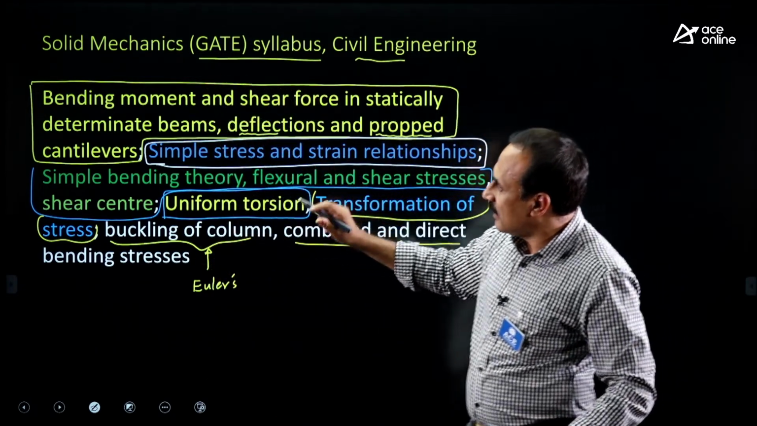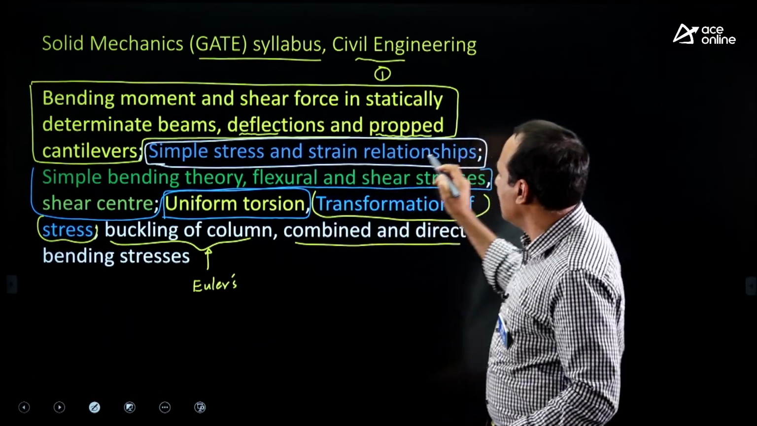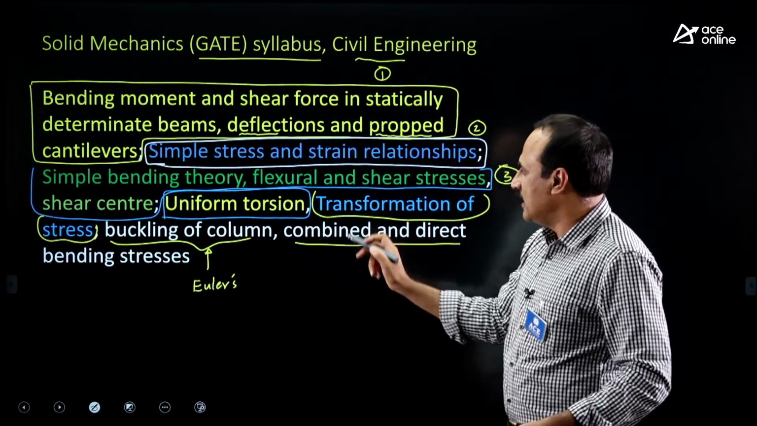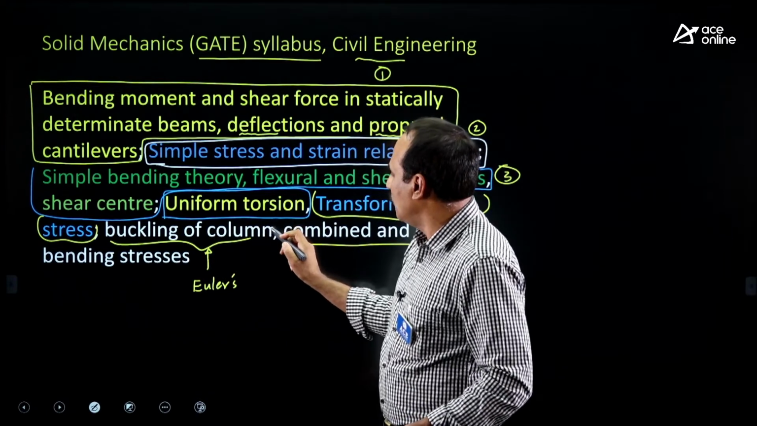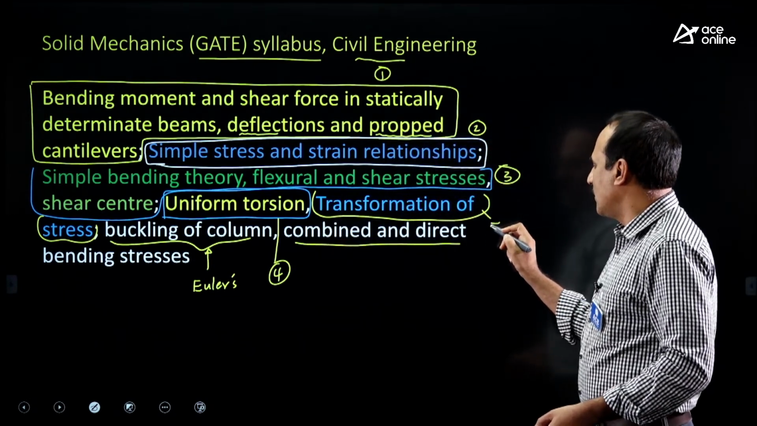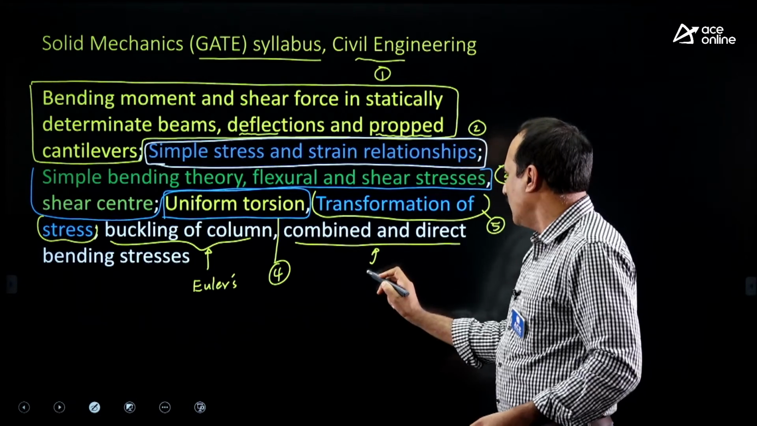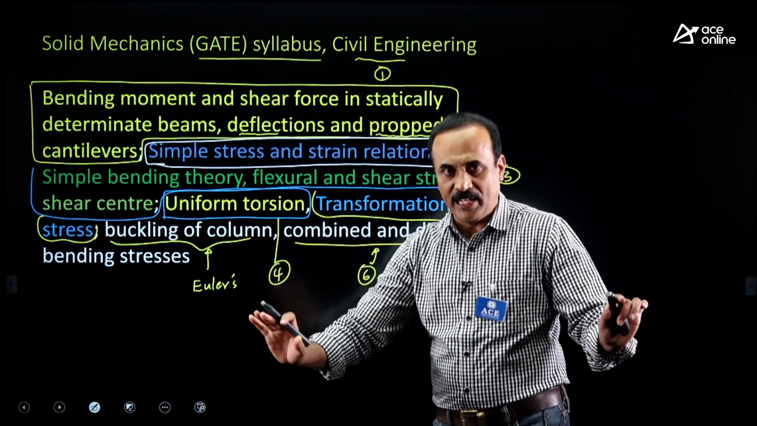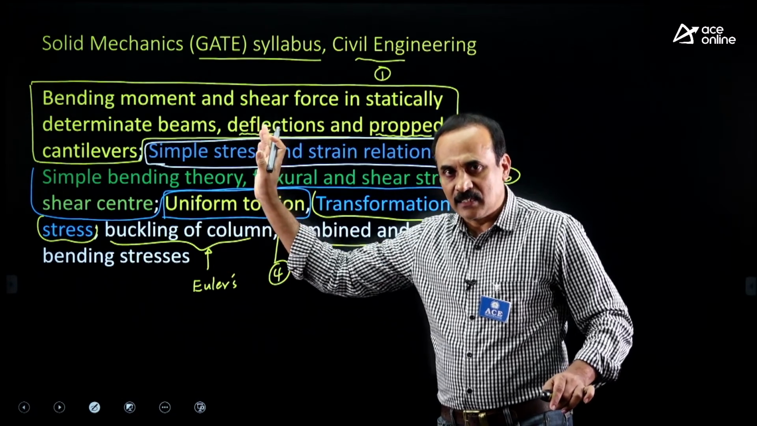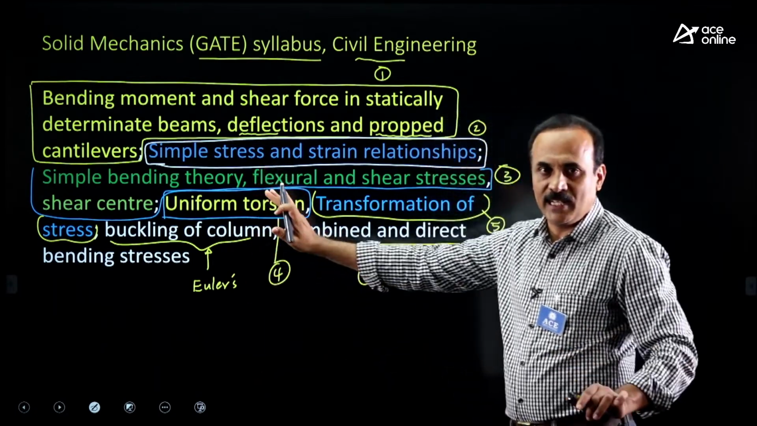Especially, you need to practice how many areas? One, shear force, bending moment, and slopes and deflections. Next is simple stresses and strains. Next is bending stresses and shear stresses, the third area. Next is torsion, uniform torsion, our fourth area. Transformation of stresses is the fifth area. Euler's buckling of columns and direct and bending stresses together is the sixth area. So if you are perfect in these 6 areas, you can get 9 marks. There is a chance of getting either a 1 mark or 2 mark question from these areas. So concentrate on these 6 areas.